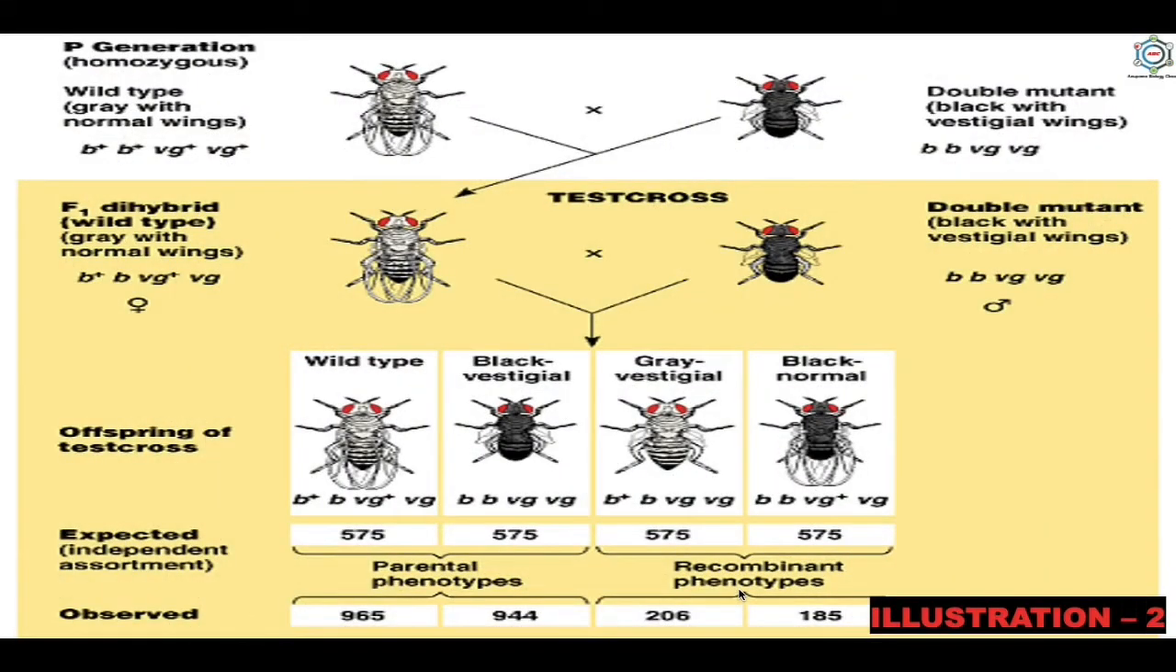Now here is the second illustration, and in this illustration you can see the test cross between the F1 hybrid wild type with grey and normal wings with the double recessive black and vestigial wing, and it produces four types of gametes with regard to the chromosomal combinations, that is wild type, black vestigial, grey vestigial and black normal.